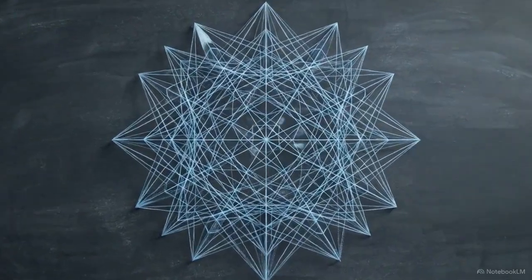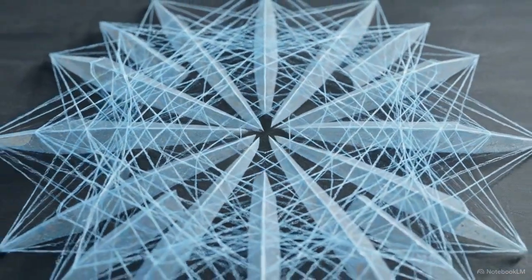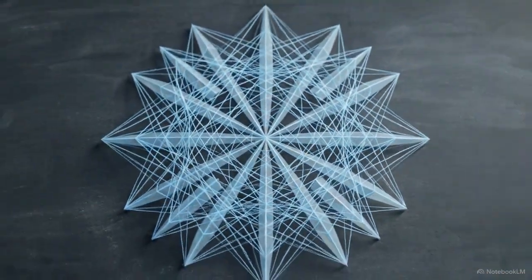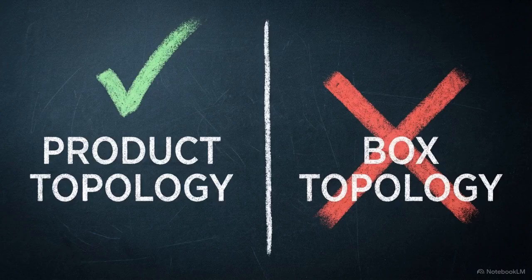Tychonoff's theorem is the bridge between these two concepts, answering whether the product of compact spaces remains compact. The theorem states that if each individual space in an indexed family is compact, then their product is also compact, provided we use the product topology. The restriction to the product topology is necessary. The theorem does not generally hold if we use the box topology for infinite products.